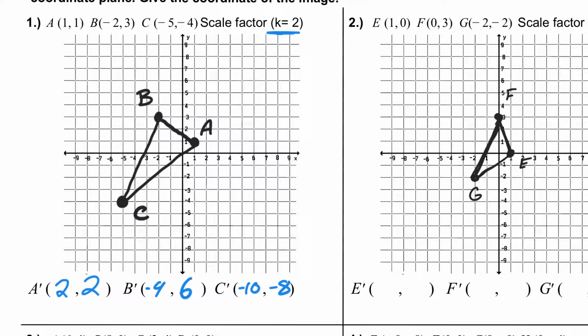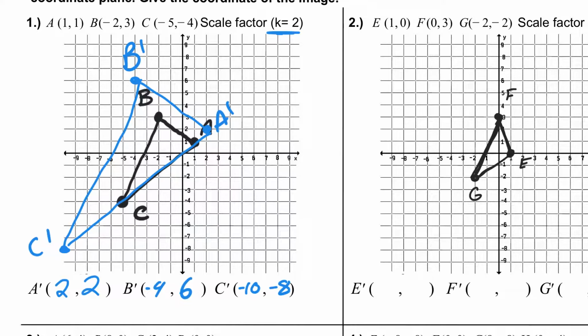So now we can go ahead and plot those points here. A prime is 2, 2. B prime is negative 4, 6, so that's going to be up here. And C prime is going to be negative 10, negative 8, down in that third quadrant. Okay, we go ahead and connect the dots. I would recommend using a ruler here when you connect the dots. I can't really do that on the touch screen, but you get the idea. We have that enlarged image there of A prime, B prime, and C prime.